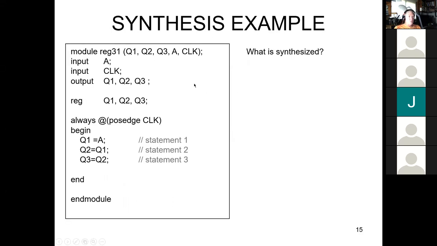All right, so let's look at this one. So we have, here's our module, Q1, Q2, Q3, A and clock. Input A and clock, output Q1, Q2, Q3. So Q1, Q2, and Q3 are defined as a register because they appear on the left side in this always block. What's in our sensitivity list? It is an edge signal, it's a clock. So are we using blocking or non-blocking here?